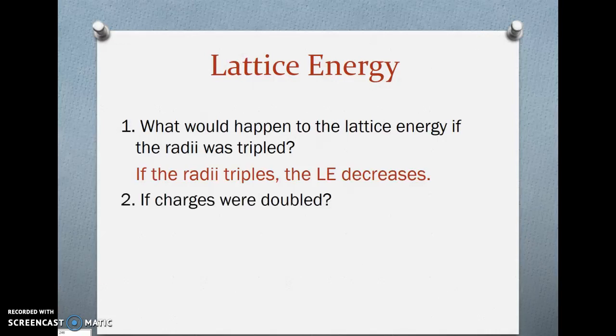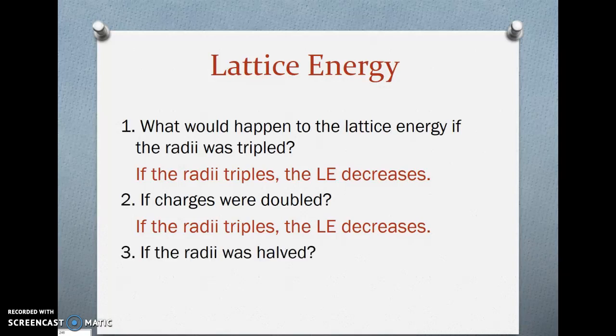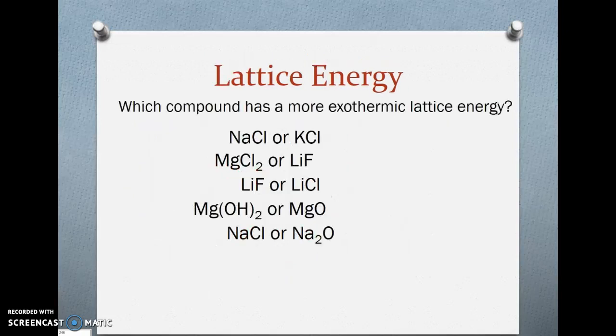If the charges were doubled. So what would happen if the charges were doubled? If the radii triples, then the lattice energy decreases. And then the third one, what if the radii was halved? What if they were closer together? All of our atoms were closer together. Then the radii halves, then the lattice energy would double.